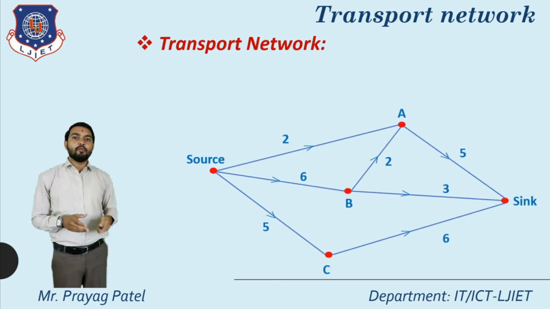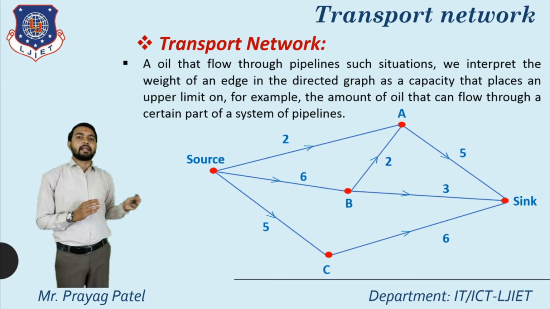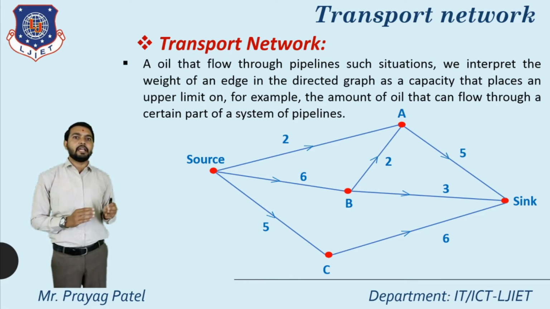Now understand how we can represent the transport network in the form of a graph, because basically your source node and destination node are available in your previous figure. So represent this network in the form of a directed graph. For oil that flows through pipelines, in such situations we interpret the weight of an edge in the directed graph as a capacity that places an upper limit on the flow. So here in this example, for each edge we write some number. That number represents the capacity of this line, the capacity of this pipe.